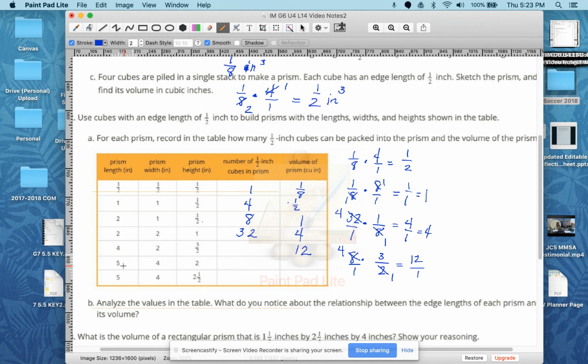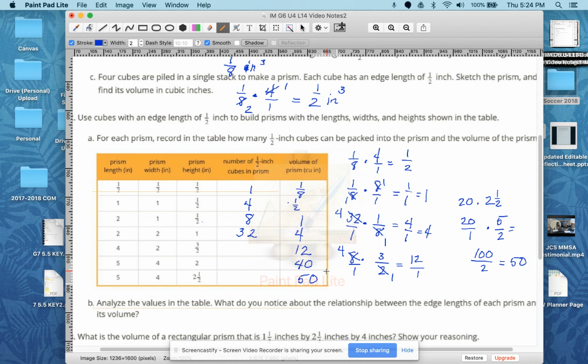Let's try the volume on this one. 5 times 4 is 20. 20 times 2 is 40. And then finally I have 5 times 4 is 20 times 2.5. So I have 20 times 2.5. And I have to change those into fractions. 2 times 2 is 4, plus 1 is 5 over 2. So I get 20 times 5 is 100 over 2, and when I reduce that, I get 50.